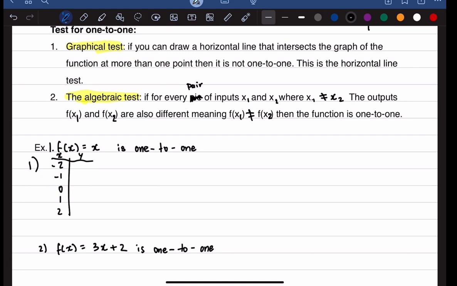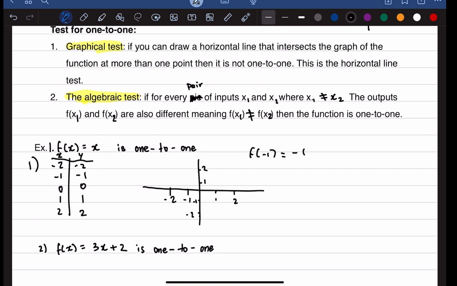If you put -2 into x, so f(-2), it's just going to be -2. If we have f(-1), that's just going to be -1. And if you see the pattern here, it's just going to be 0, 1, 2. Now, if we were to graph this, let's say we have -2, -1, 0, 1, and 2 on the x-axis, and 1, 2, -1, and -2 on the y-axis.